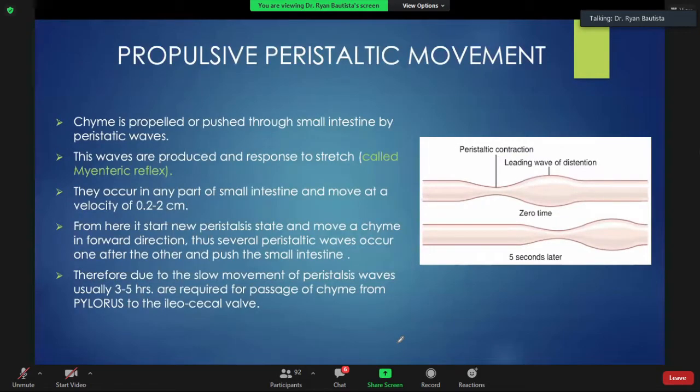So chyme, as you know, is propelled to the small intestine by your peristaltic wave. This wave is produced in response to stretch, what we call your myenteric reflex. They occur apart in the small intestine at around 0.2 to 2 centimeters. From here, it starts a new peristaltic wave and moves the chyme in a forward direction. Therefore, because of the slow movement of the peristaltic wave, it usually takes 3 to 5 hours for passage of chyme or food products from your stomach to your ileocecal valve and large intestine. That's why at around 3 to 5 hours, you're already hungry.